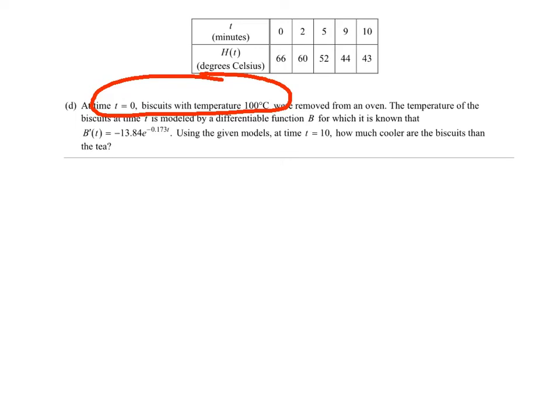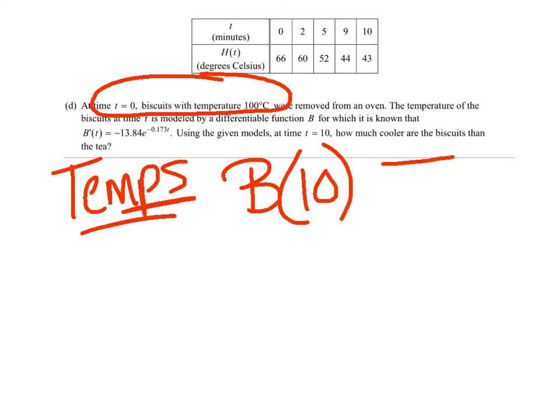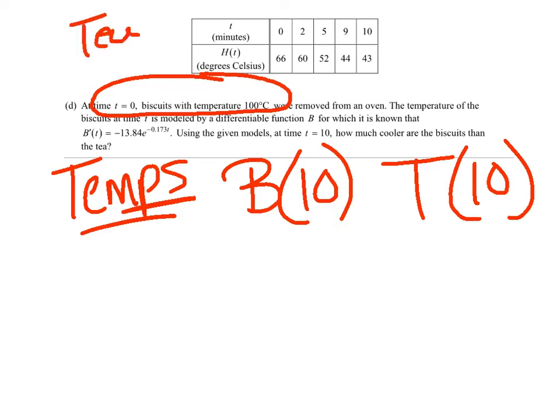So first of all, what is the question asking for? Let's read that again. How much cooler are the biscuits than the tea? So if I want to know how cool they are, basically I need to compare their temperatures. All right, I'm comparing the temperature of the biscuits at 10 and the temperature of the tea at 10. Now one of those you should know. This table, remember, represents the tea. So I know at 10, the tea had a temperature of 43 degrees Celsius.